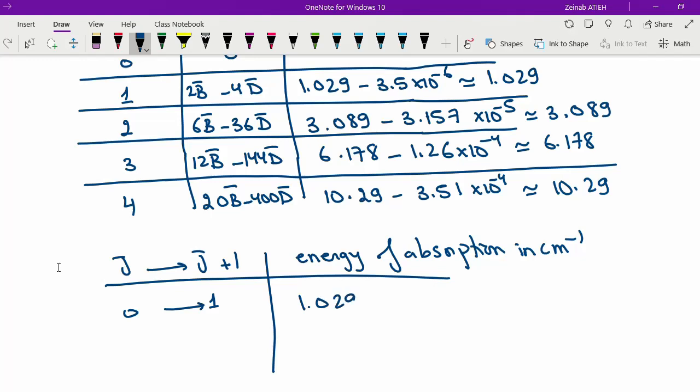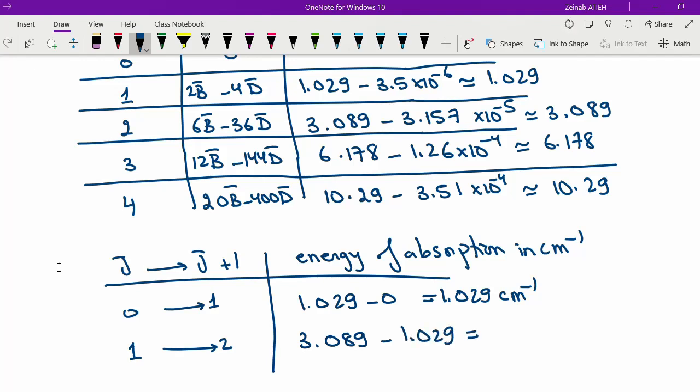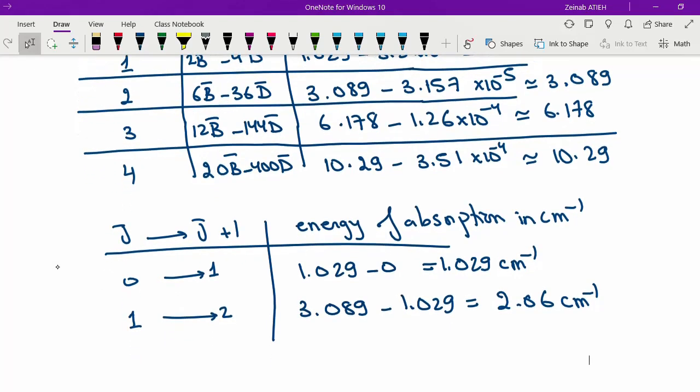So you can see that it's 1.029 minus 0 is equal to 1.029 centimeter minus 1. And this is the wave number of the first line. Now from 1 to 2, we subtract 3.089 minus 1.029, and we will get 2.06 centimeter minus 1.